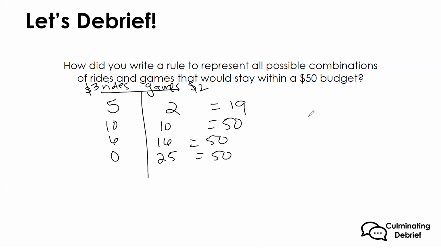I did 2 plus 2 plus 2. Okay, so you counted over and over again. You told me that each ride costs $3 and each game costs $2. And how much could we spend in total? But when you graphed these points, you would have seen this inequality show up.